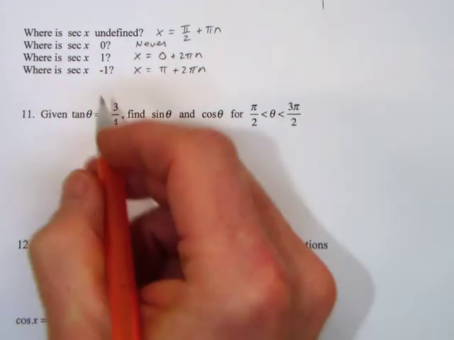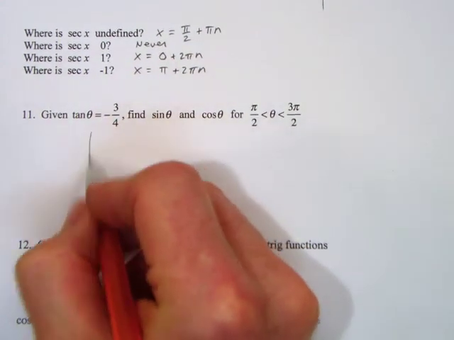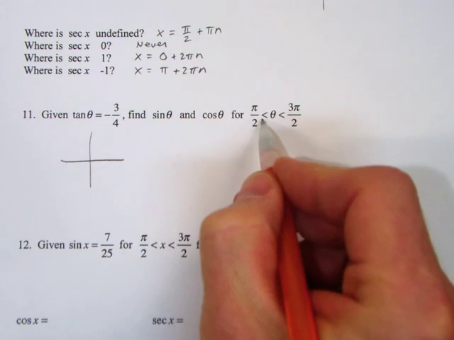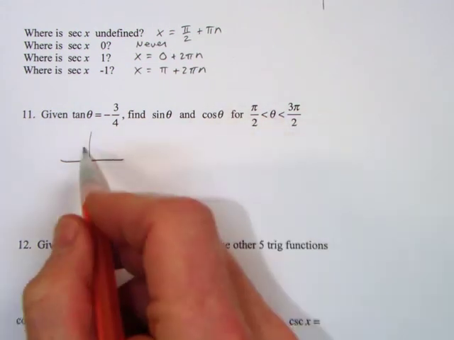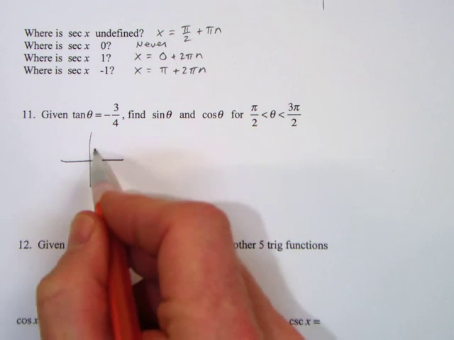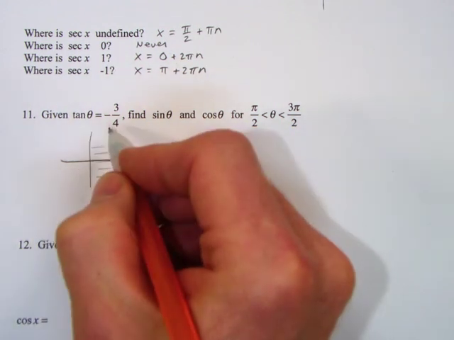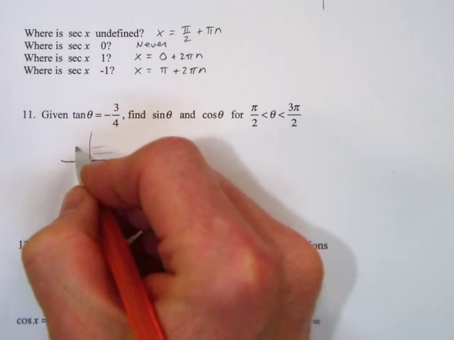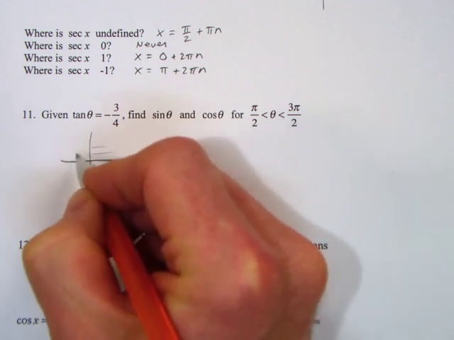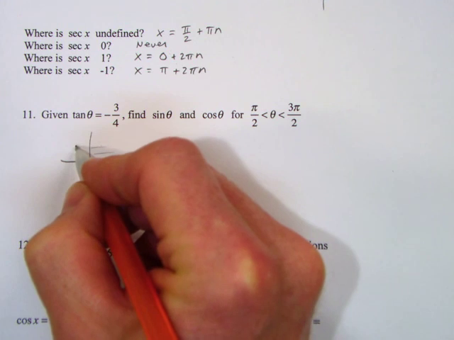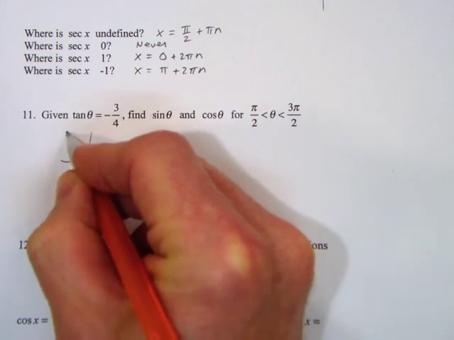All right, the next one. Tangent equals negative 3/4. We're going to set up an xy axis. We're told that we're between pi over 2 and 3 pi over 2. So here's pi over 2, and then we'll go to 3 pi over 2, so we don't want any of this section. Where is tangent negative? In the second or the third quadrant? Well, it's going to be in the second quadrant because sine's positive and cosine's negative.